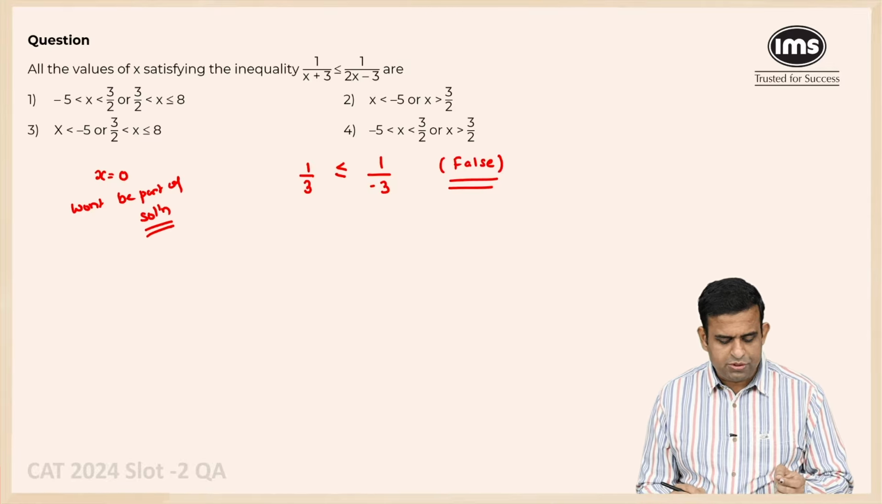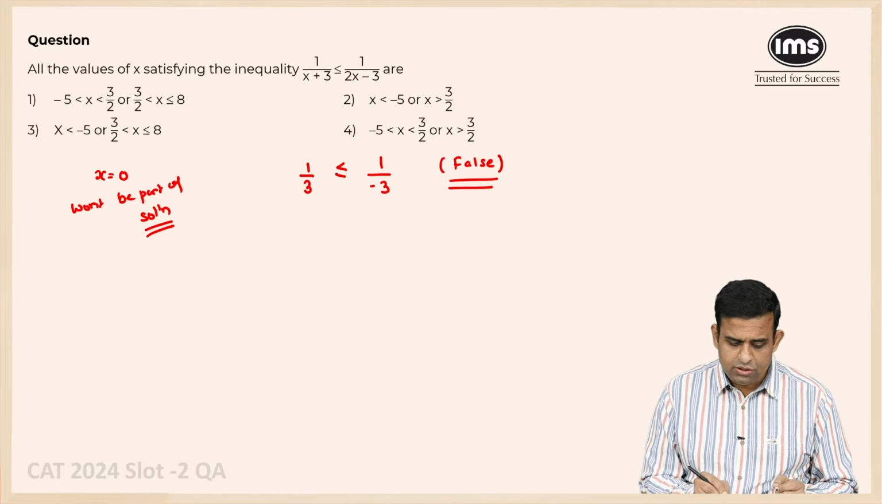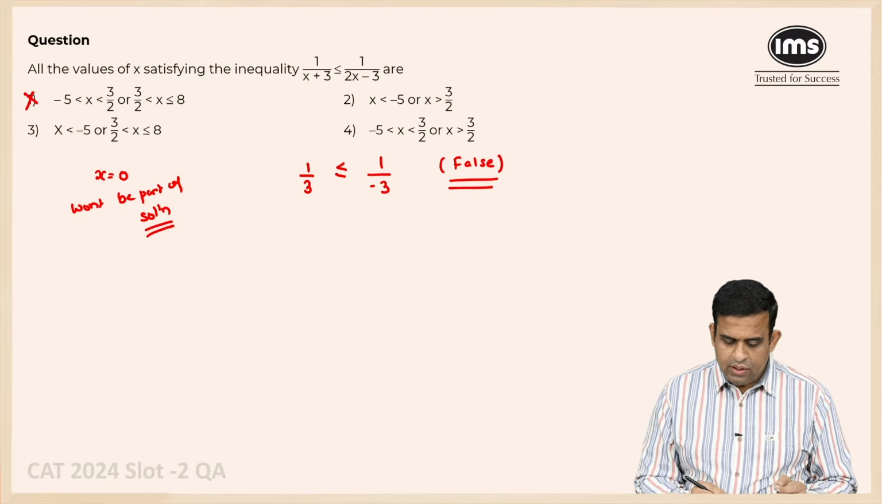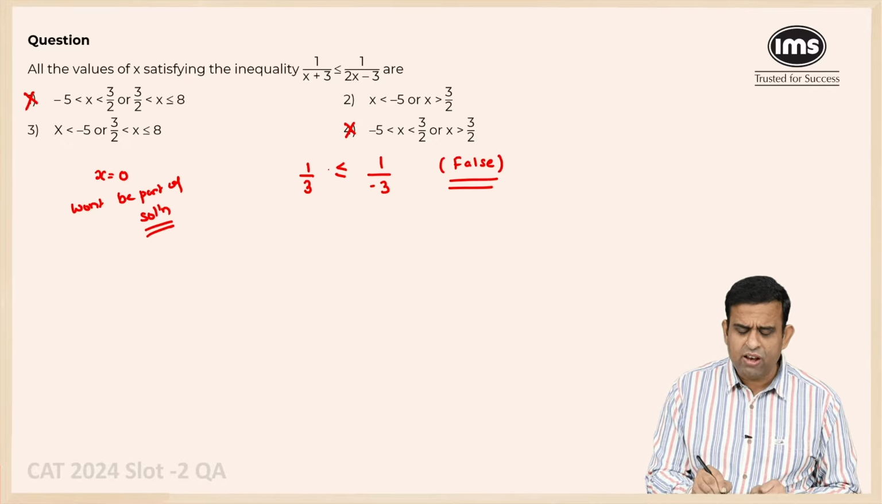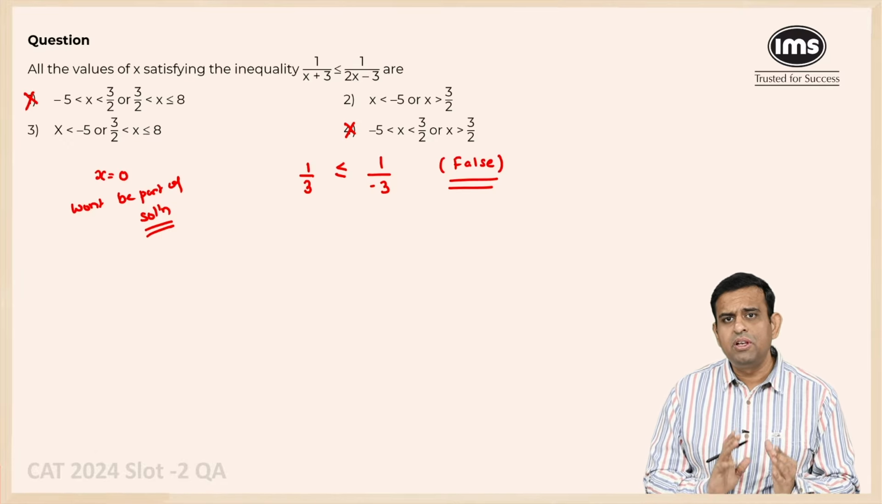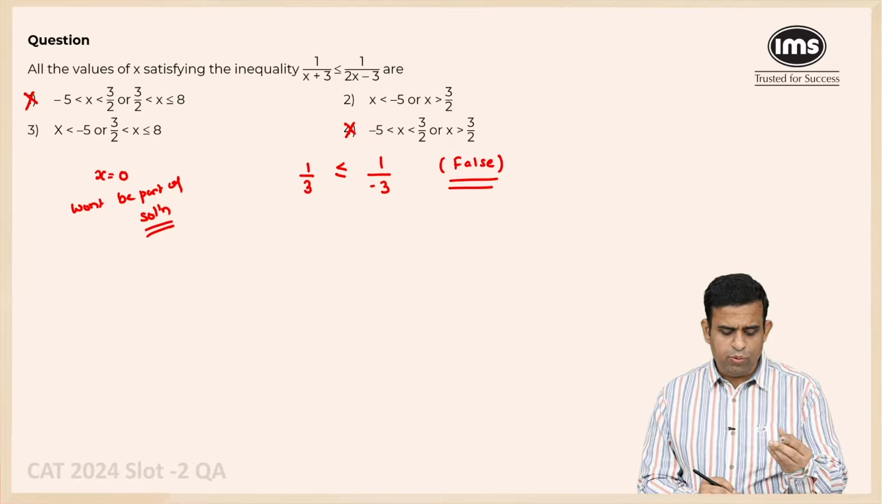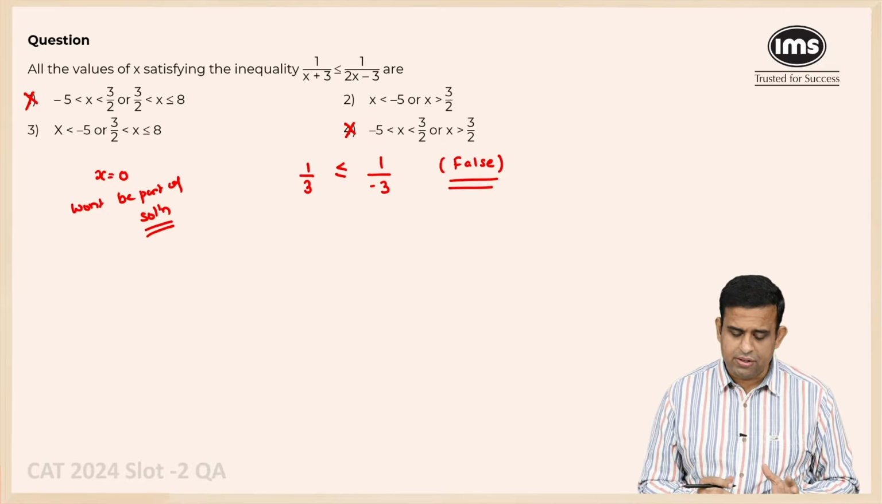If I look at option number 1, where 0 is part of the solution, it should be out. Again, x equal to 0 also happens to be part of option number 4. So options 1 and 4 are simply out if I take a simple number like x equals 0. One could potentially put x equals 1 as well, it doesn't matter.